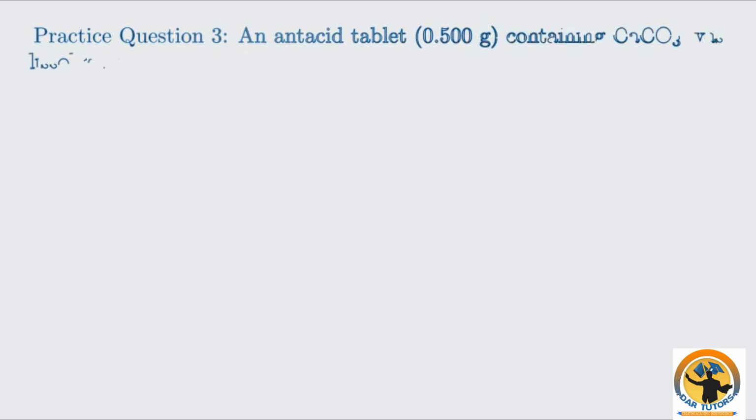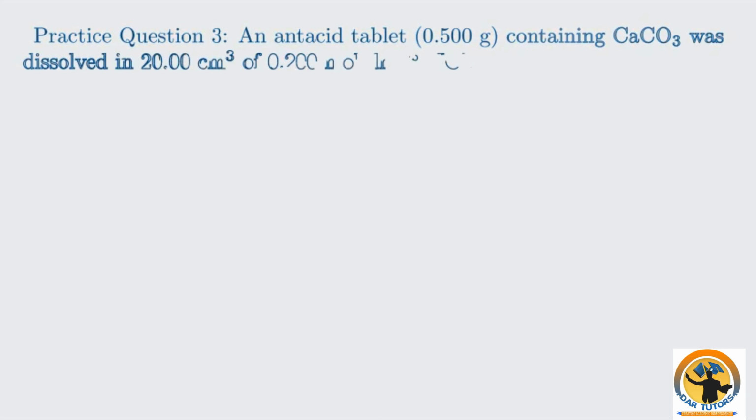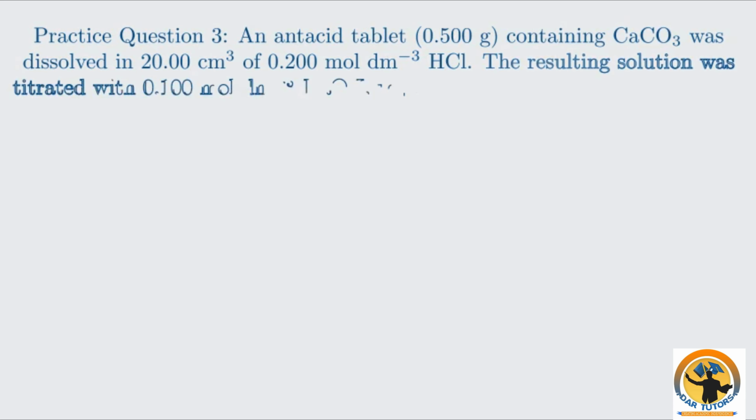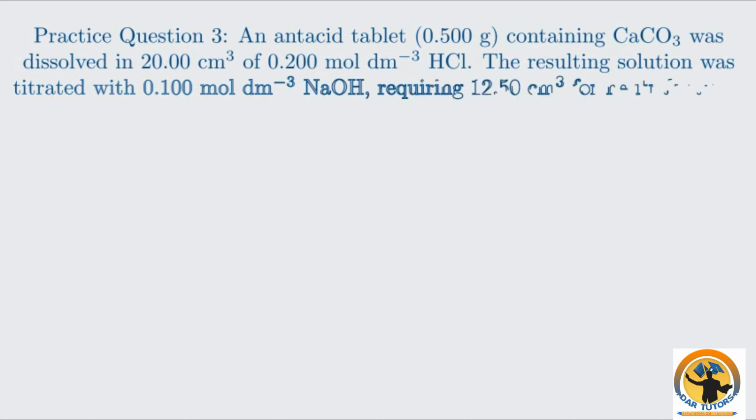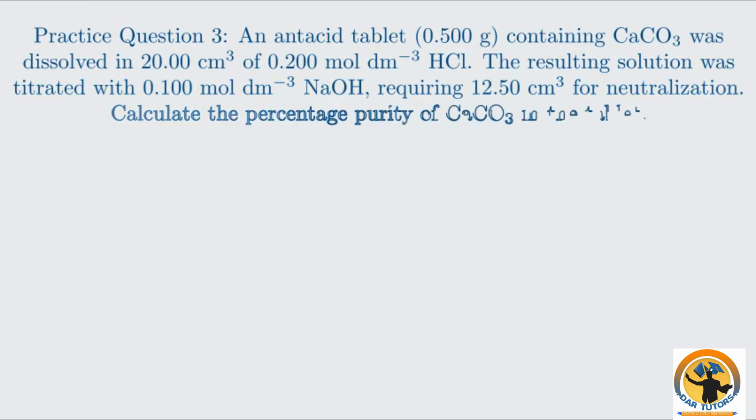Our third question is a back titration problem. Practice question 3. An antacid tablet, 0.500 g, containing CaCO3 was dissolved in 20.00 cm3 of 0.200 mol dm-3 HCl. The resulting solution was titrated with 0.100 mol dm-3 NaOH, requiring 12.50 cm3 for neutralization. Calculate the percentage purity of CaCO3 in the tablet. The relevant equations are the neutralization of the tablet with HCl and the neutralization of excess HCl with NaOH. Here are our 2 equations.